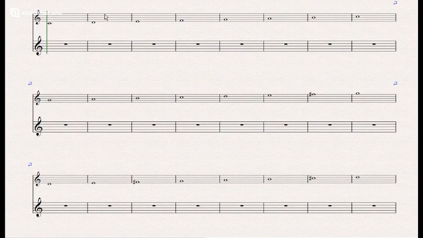So 1, 2, 3, 4, 5, 6. If I ask what's the relative minor scale of C major, it would be A minor, and it uses the same sharps or flats as C does. So I have A, B, C, D, E, F, G, A, and there's my relative minor scale. It starts and ends on the sixth degree of the major scale, and it uses the same amount of flats or sharps.